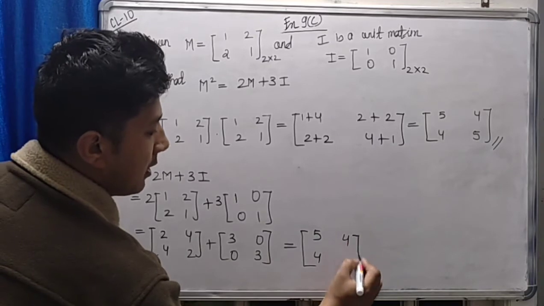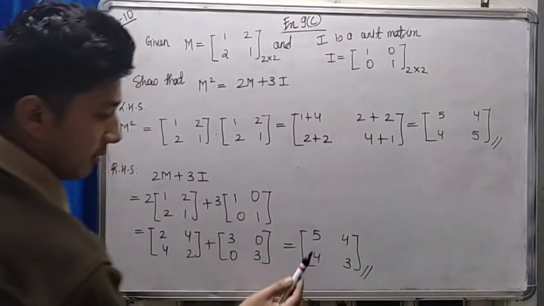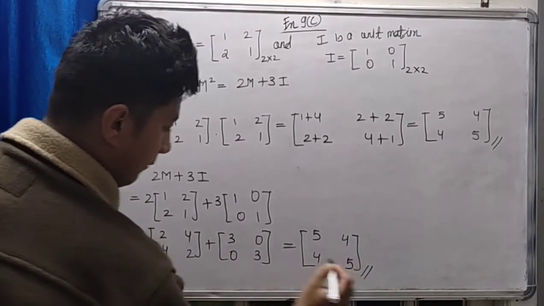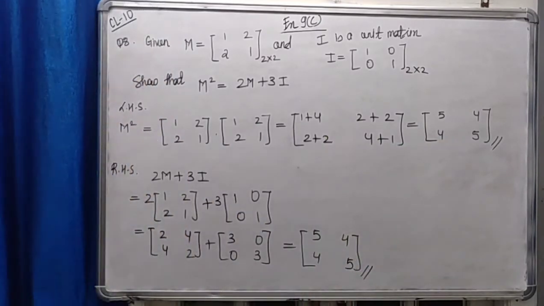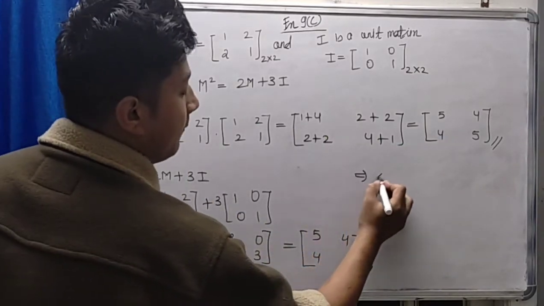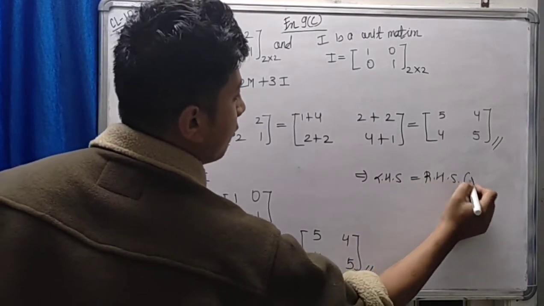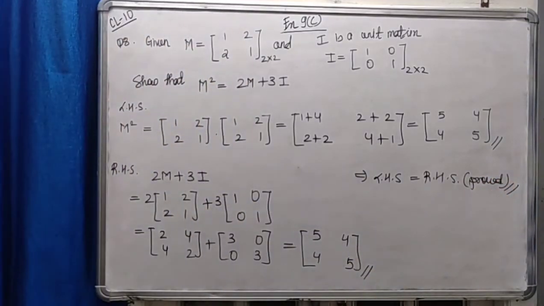So are they equal? Let us check. 5 4 4 5. Similarly 5 4 4 5, because 2 plus 3 is 5. So as they are equal, what does it mean? It means that left hand side is equal to right hand side. Proved. I hope you're clear with this. Please pause the video and note it down till here.